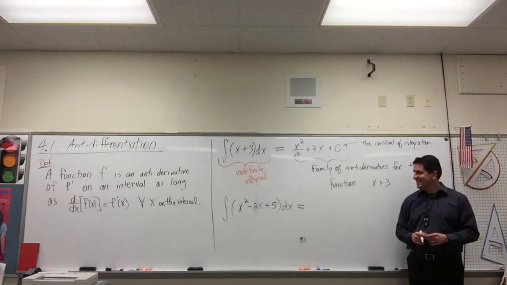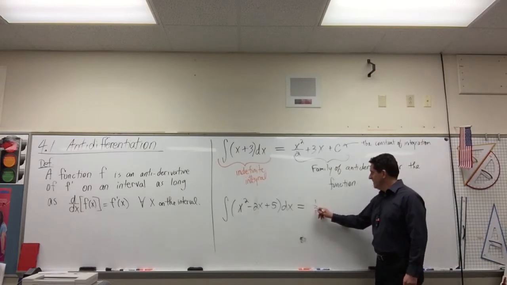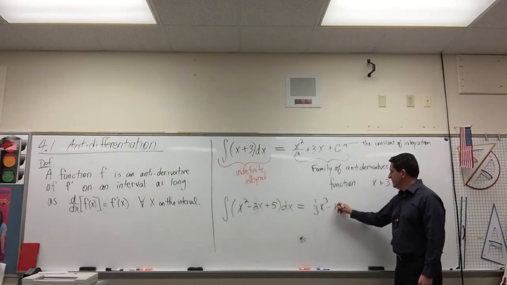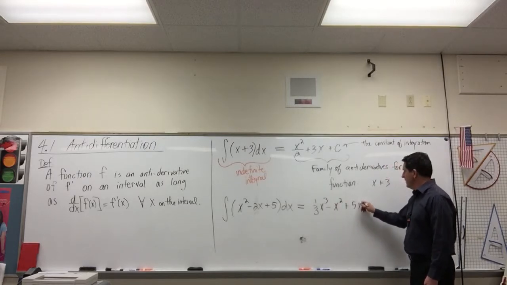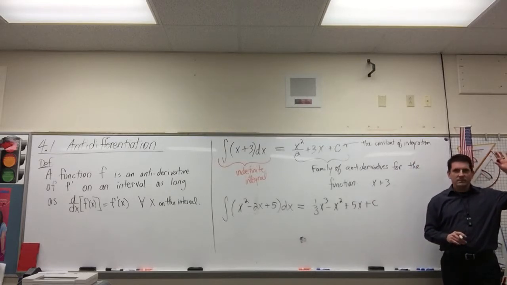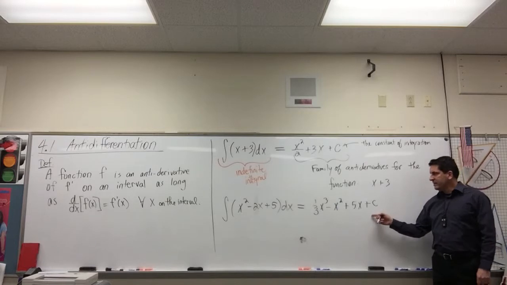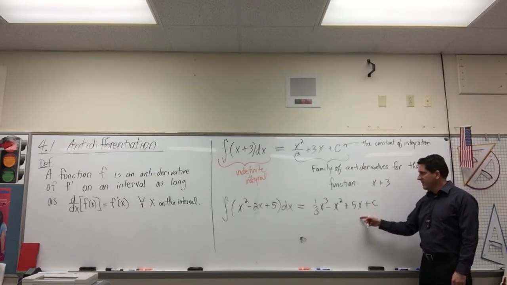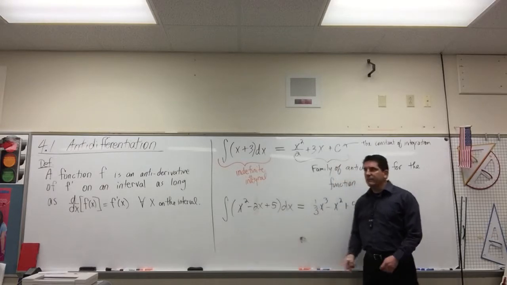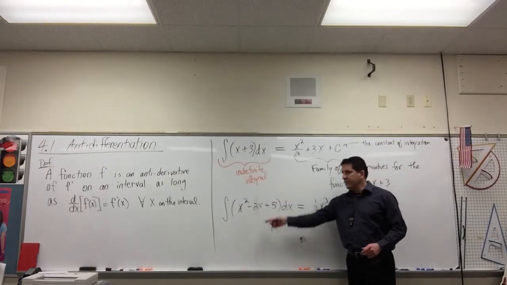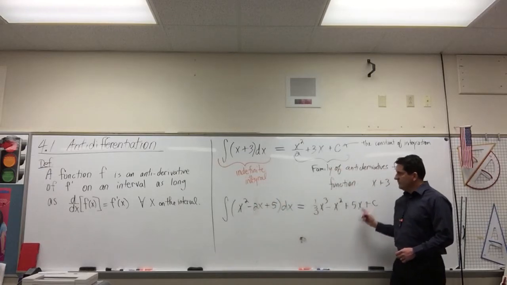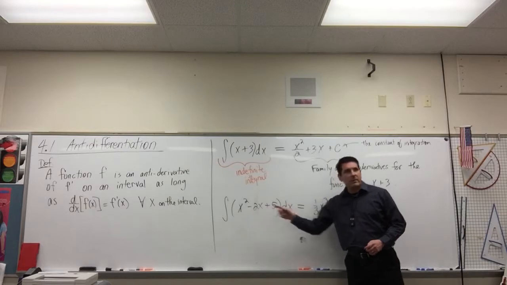Mackenzie. 1/3 x to the third minus x squared plus 5x plus c. How many people came up with that? Sweet. Okay, this is correct. If you find the derivative of this thing, the answer is this function. That's how this works. The whole goal of an indefinite integral is to find the function whose derivative is what we're finding the integral of.